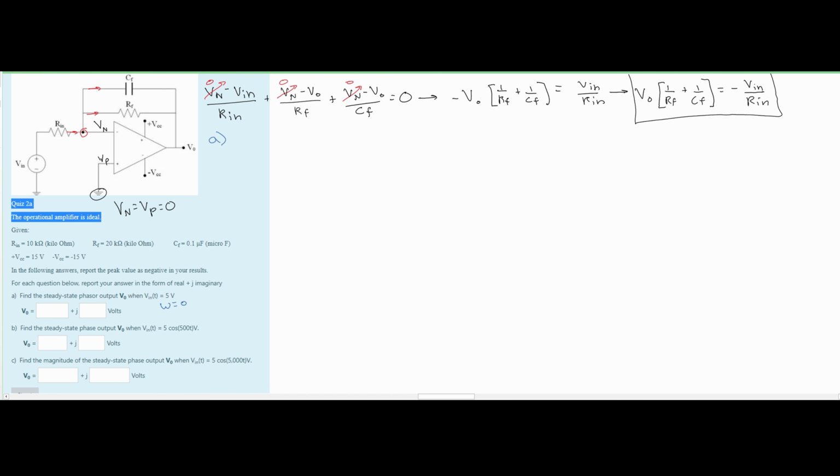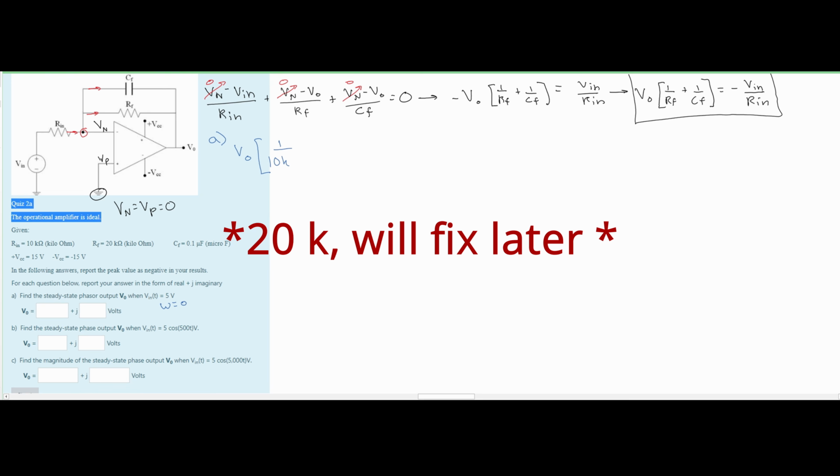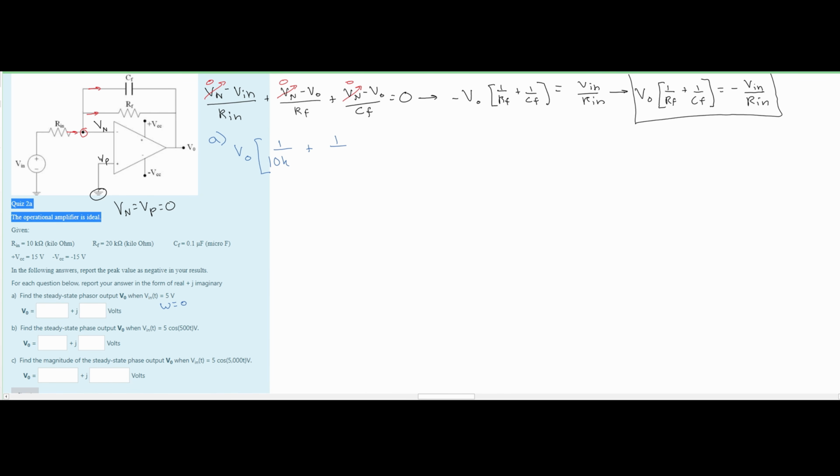But to solve this for part A, we're going to start plugging things in. We have our V0, and then we are going to have 1 over our RF. Well, our RF is 10 kilo ohms. We will have a plus 1 over our Cf. Now our Cf is given to us right here, but it's not given to us as an impedance, so we have to convert it. We have ZC is equal to a negative j over our omega times C. Well, if our omega is almost 0, not exactly 0, this is basically some really small number. And if we have a big number over a small number, this is just going to give us an infinity.